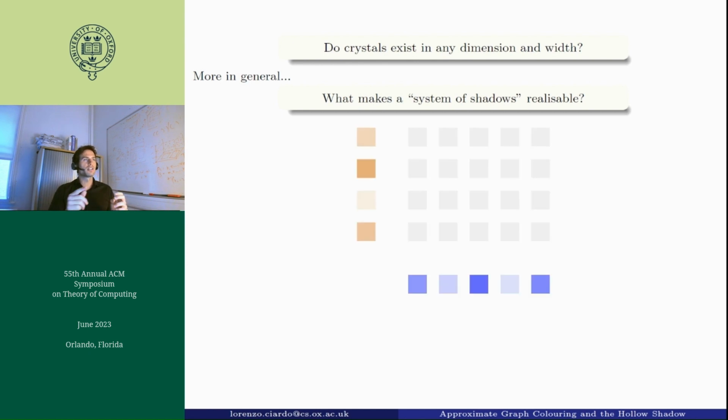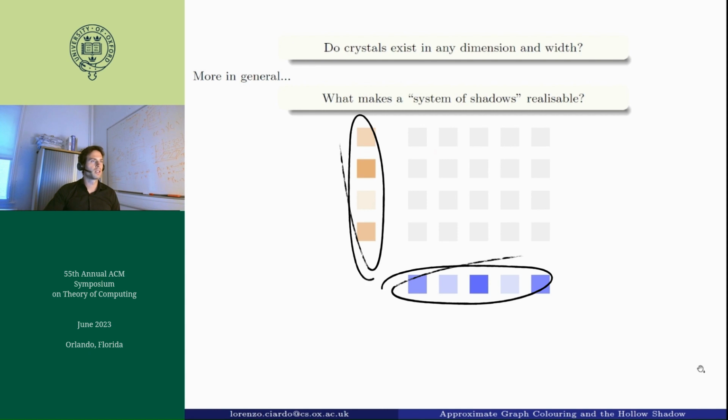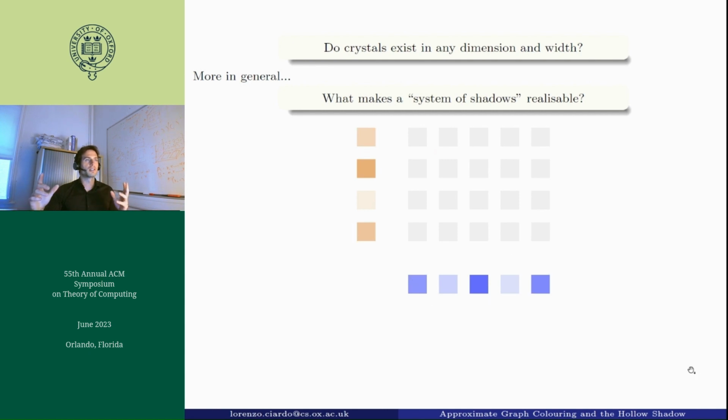So let's say that the shadows have dimension 1, so they're just vectors, a column vector in orange and a row vector in blue. So we want to understand whether or when there exists a matrix such that if I project this matrix horizontally, so if I sum up all the rows, I obtain the blue vector. And if I project it vertically, so if I sum up all the columns, I obtain the orange vector.